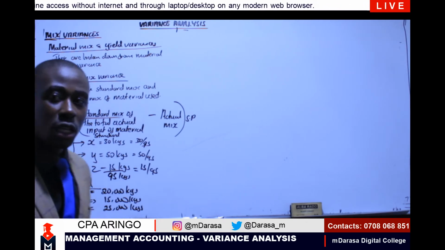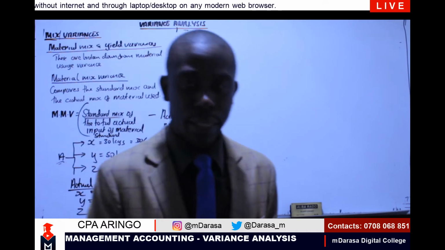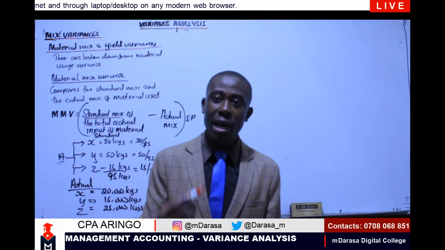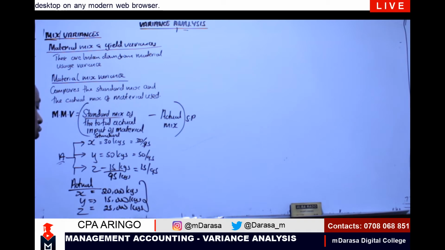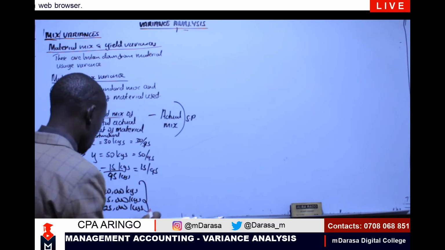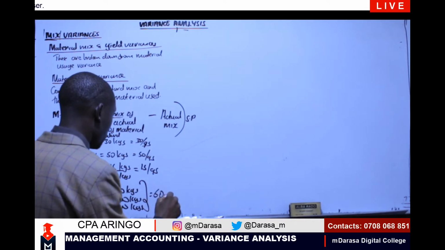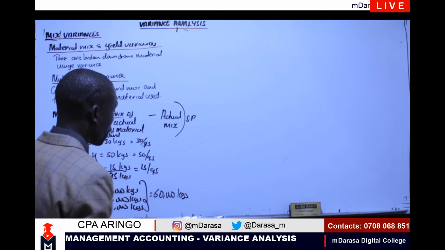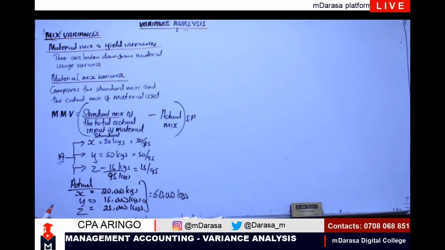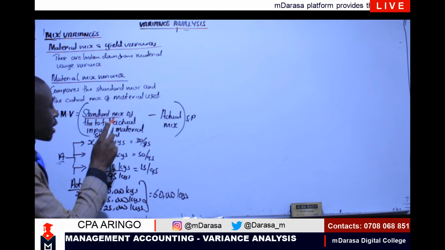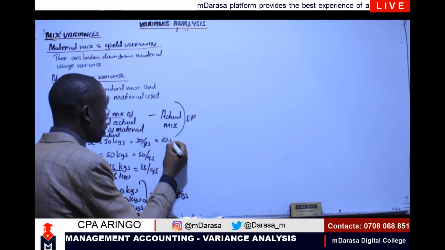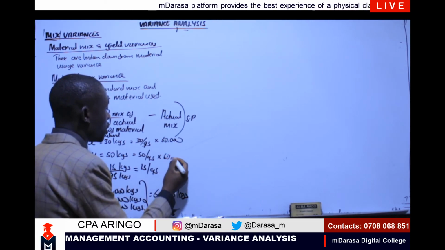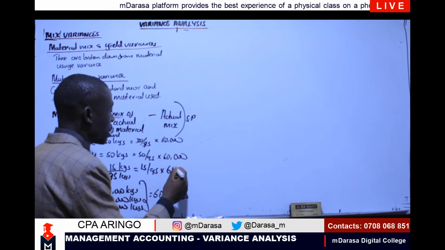Our total actual input, the actual kgs, the actual input that we had. These are our actual. And the total should give us 25 plus 15 plus 20, to give us 60 kgs, 60,000 kgs. So these are our total input. So what we are saying, standard mix of the total actual input of material, I should multiply that with our total input, which in this case is 60,000 kgs.